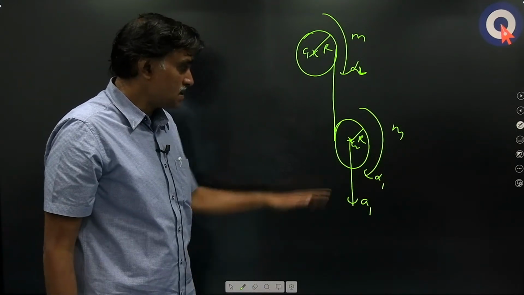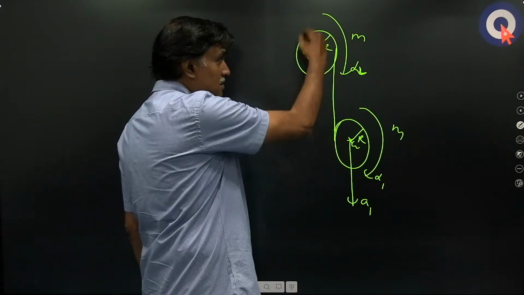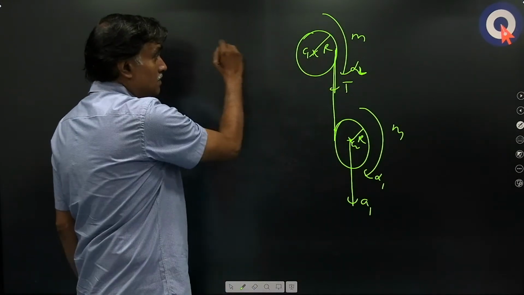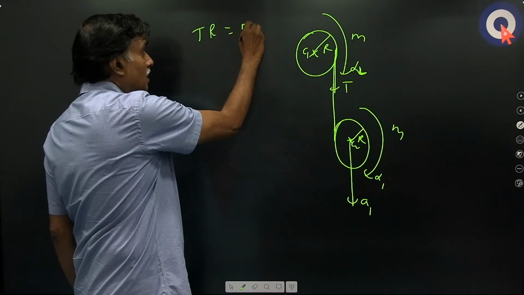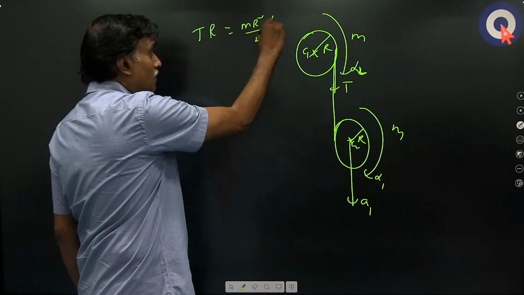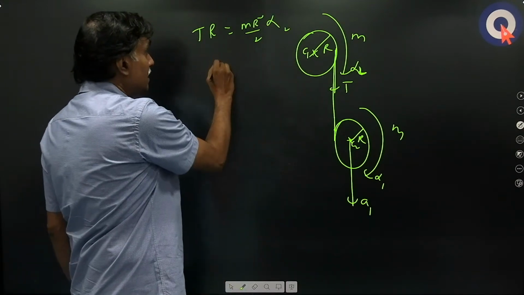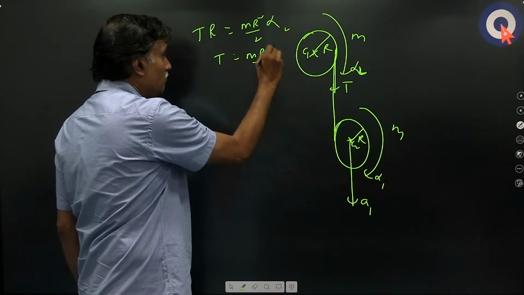Now what is the force equation for this? Tension in the string is T, let us say. First of all, I will write this. Tension is downwards. So what is the equation? Torque equation: T into R equal to I alpha. What is I? mR square by 2, into alpha 2. Then R cancels, you will get T equal to m into R alpha 2 by 2.